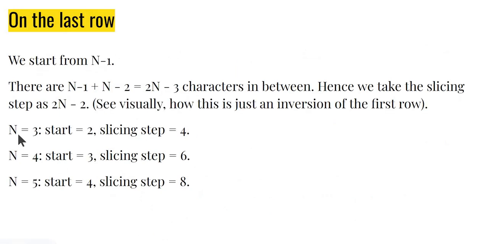So for example, if my n was equal to 3, start will become 2, but slicing step remains 4. N is equal to 4, start becomes 3. N equals to 5, start becomes 4. Now, once again, remember that the visual representation is useful, but eventually it all goes in the code. So we must have a way to translate that. And that's exactly what I'm doing.